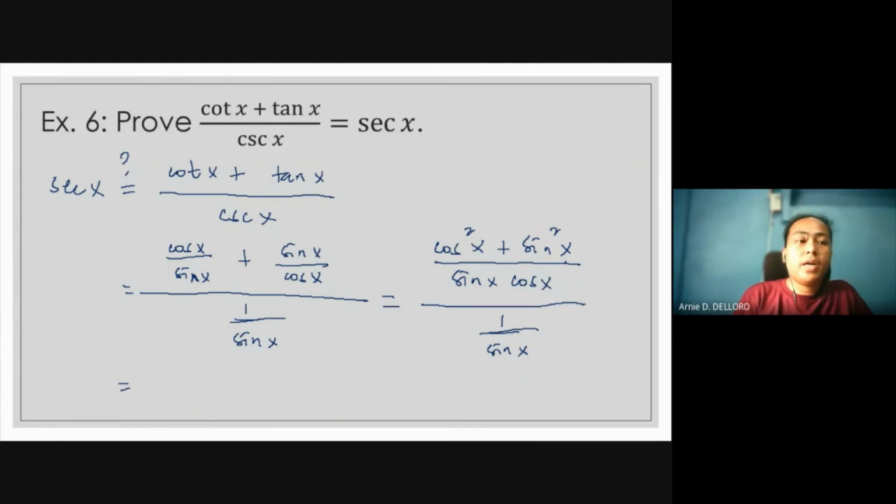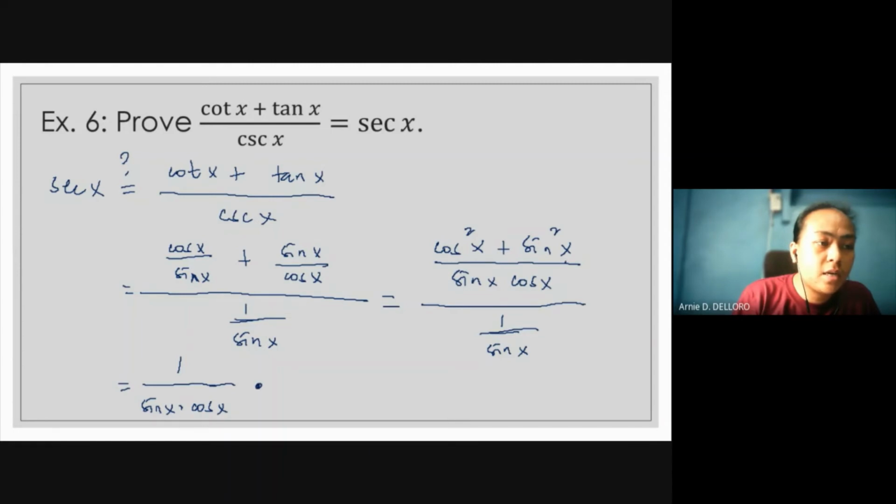Simplifying the numerator, this cosine squared x plus sine squared x, di ba equal siya sa 1? So we have 1 over sine x times cosine x. Eto, kunin na natin yung reciprocal. Okay? To get the reciprocal of 1 over sine x, magiging na siyang sine x. Okay? So, sine x times 1 over sine x times cosine x, maka-cancel yung sine x. Ang matitira ay 1 over cosine x.